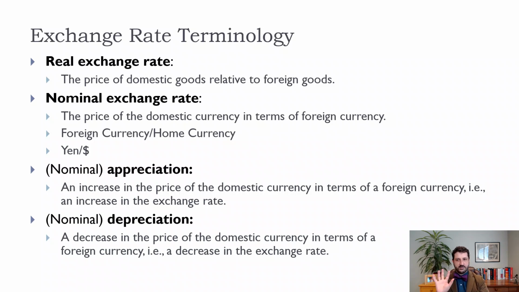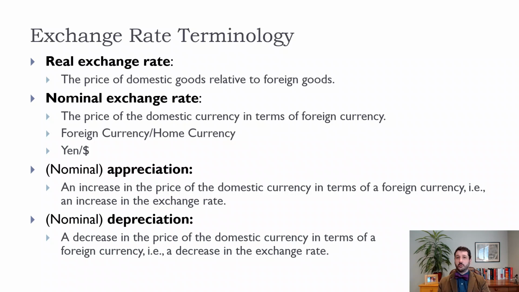I always like to think of it as foreign currency divided by home currency, because when we start adding up, for instance, GDP, we're going to need to make sure that everything is in the same currency or in the same goods, and so we'll have to use the nominal exchange rate if we're talking about nominal GDP, or the real exchange rate if we're talking about real GDP. So one example of a nominal exchange rate is yen per dollar, right? So it might be 108 yen per dollar.